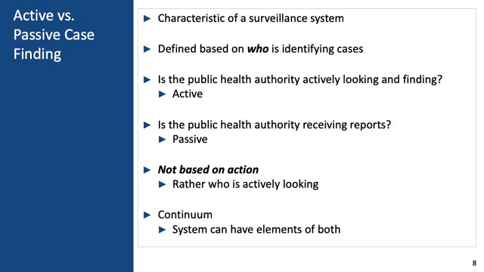So surveillance systems aren't always one or the other, active or passive. They can have elements of both. But it's important to know what the concepts of active and passive mean. Remember, it's not based on action. They all have action. It's based on who is actively identifying the cases.